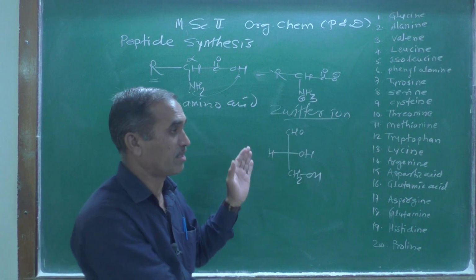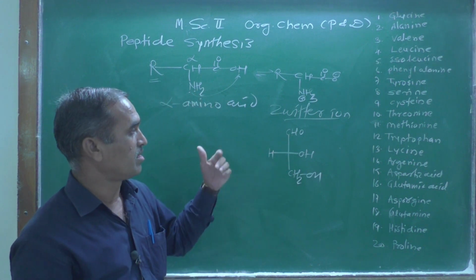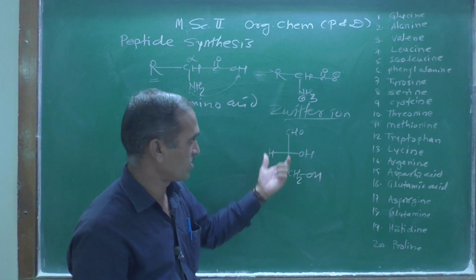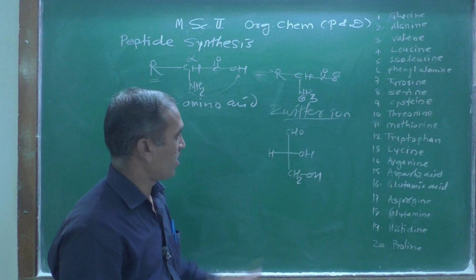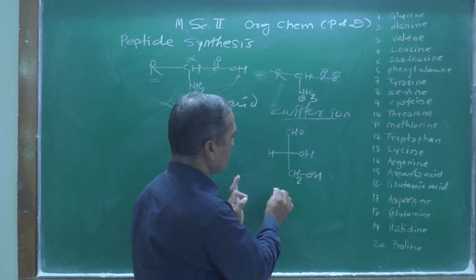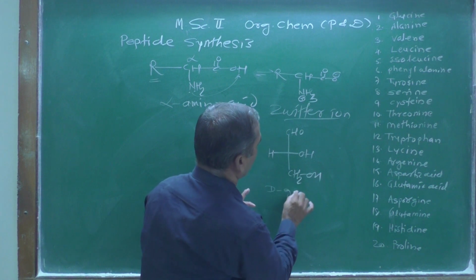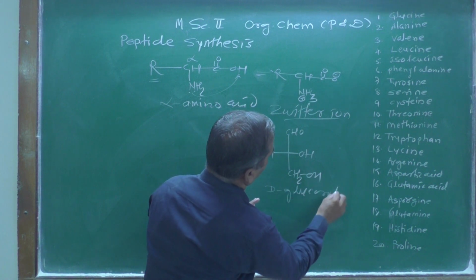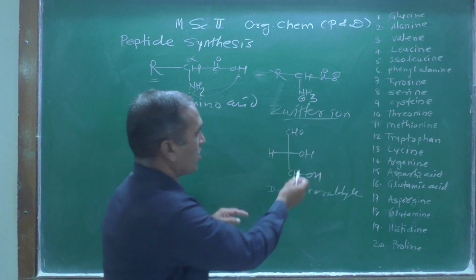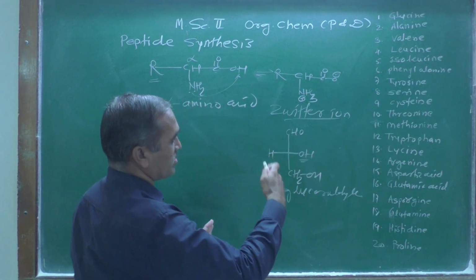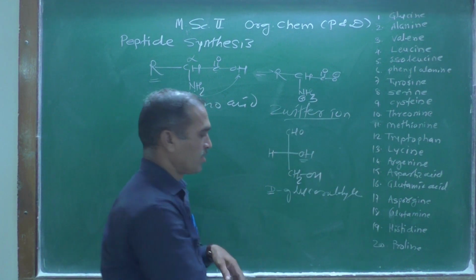A polyhydroxy aldehyde or ketone is known as a carbohydrate, and the simplest one is this one. This is called a triose, or it is known as glyceraldehyde. It is a precursor for the carbohydrate, and now it is designated as D-glyceraldehyde. Why D? Look here, the OH is present on the left hand side, and that's why it is designated by the D.